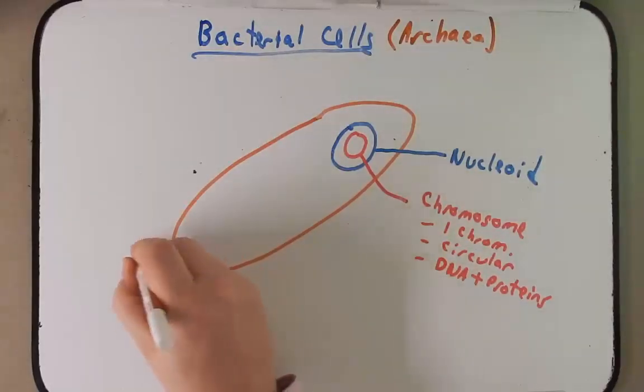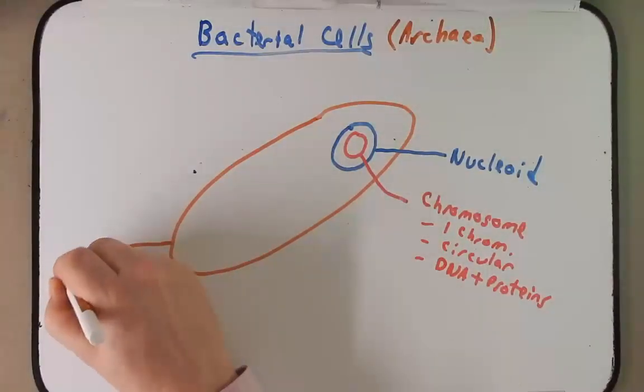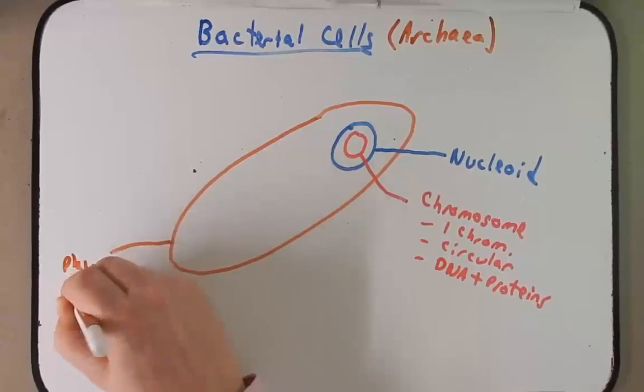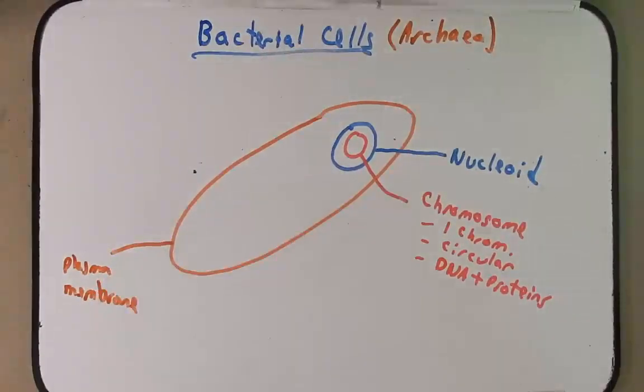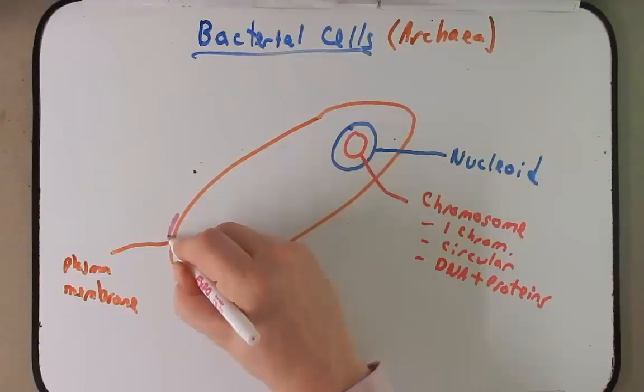Now, the outer side of this bacterial cell, as I've drawn here, is the plasma membrane. Now what I'm going to draw surrounding it, the plasma membrane, is the cell wall.